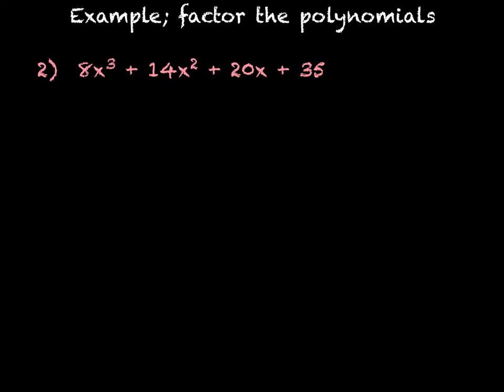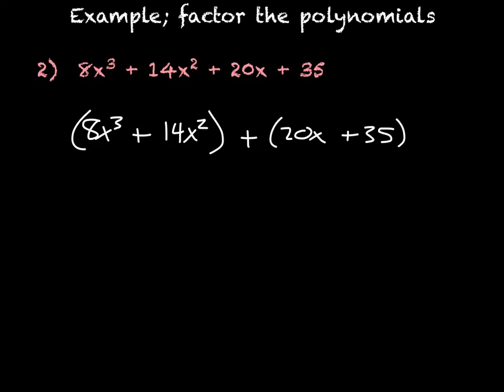This next example, I have 8x cubed plus 14x squared plus 20x plus 35. So I'm going to group 8x cubed plus 14x squared and plus 20x plus 35. So what do I have in common in both of these? Well, they're both even, so I can pull out a 2. And they both have an x squared in them, so I'm going to pull out an x squared. That'll leave me with 4x plus, if I divide this by 2, then it's 7, so plus 7.